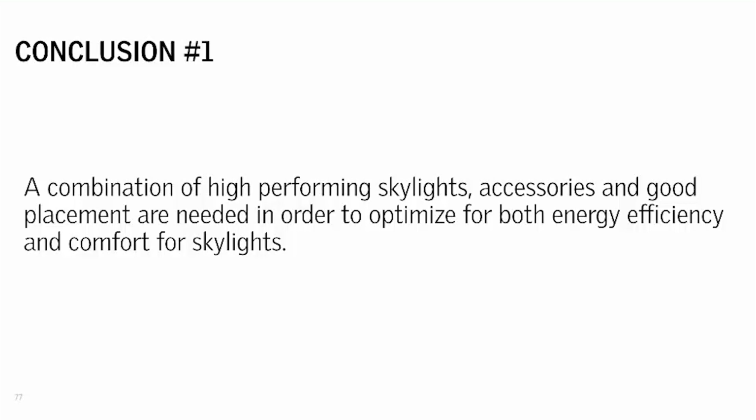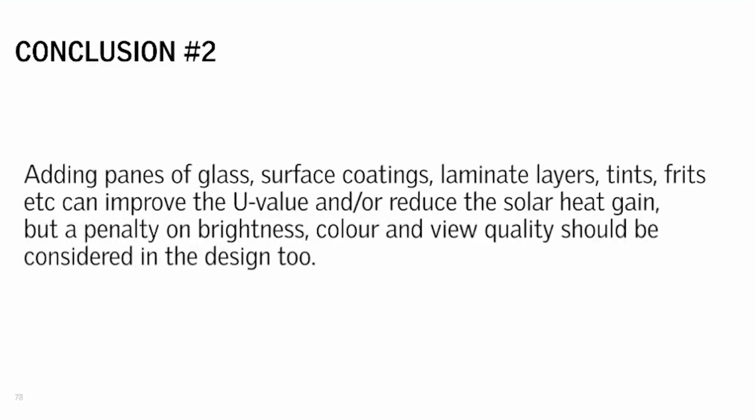So, number one, a combination of high-performing skylights, accessories, and good placement are needed in order to optimize for both energy efficiency and, I'll say, for daylight for skylights, not just comfort, but daylight. Conclusion 2. Adding panes of glass, surface coatings, laminate layers, tints, frits, etc. can improve the U value or reduce the solar heat gain, but a penalty on brightness, color, and view quality should be considered in the design too.